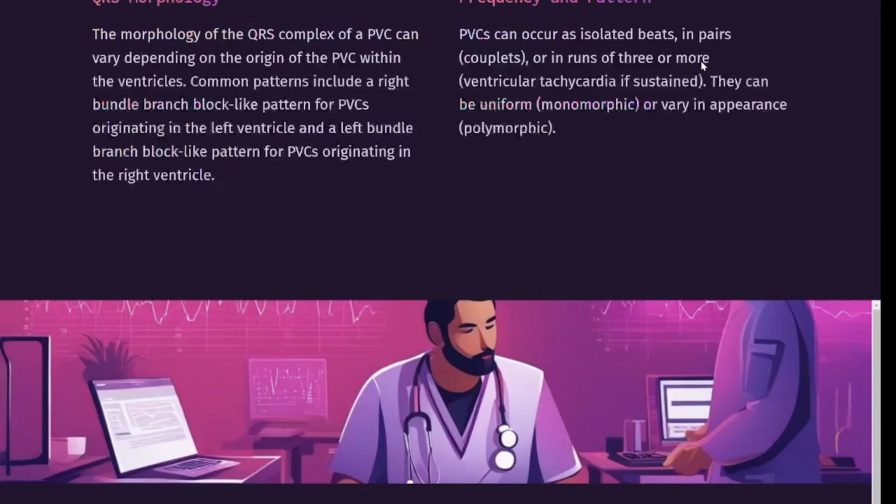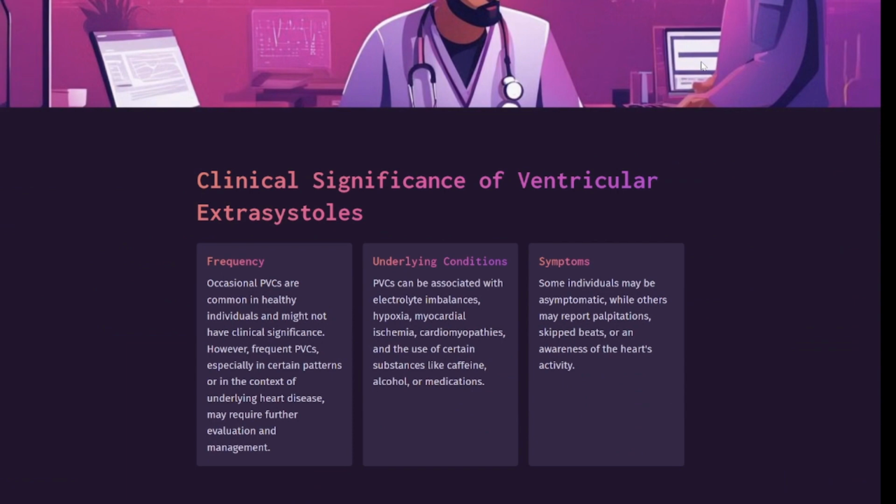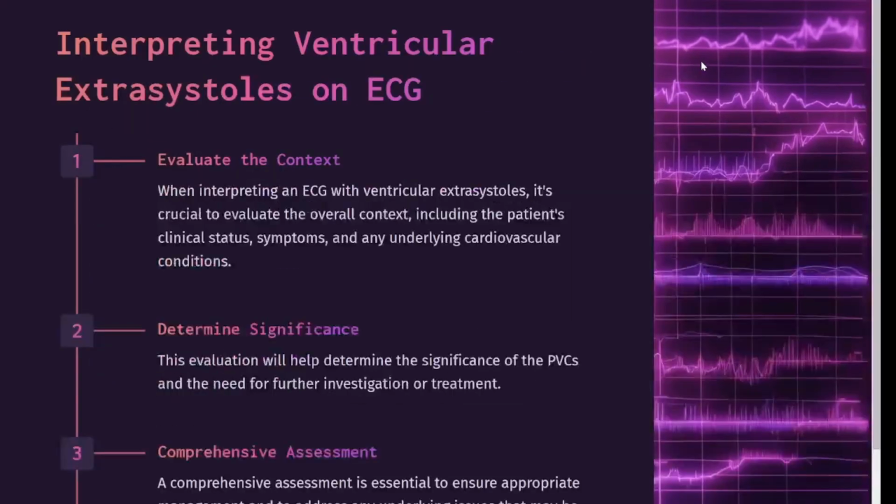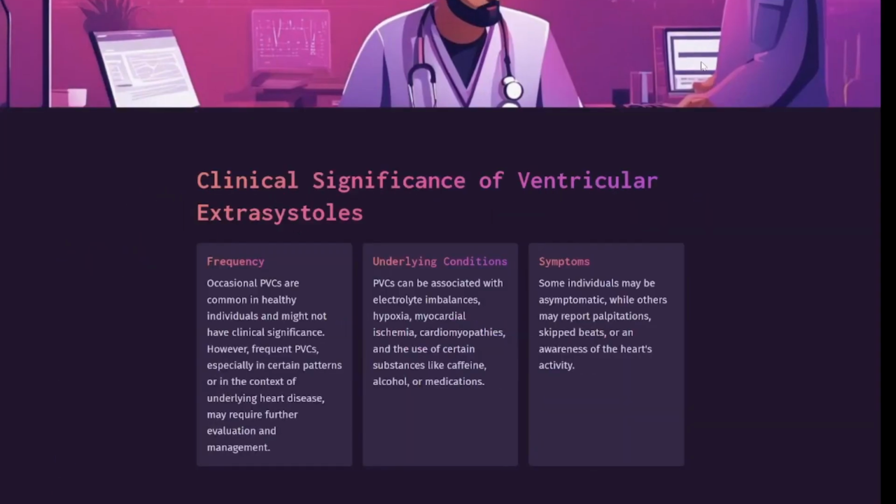Clinical significance. Frequency. Occasional PVCs are common in healthy individuals and might not have clinical significance. However, frequent PVCs, especially in certain patterns or in the context of underlying heart disease, may require further evaluation and management. Underlying conditions. PVCs can be associated with electrolyte imbalances, hypoxia, myocardial ischemia, cardiomyopathies, and the use of certain substances like caffeine, alcohol, or medications.